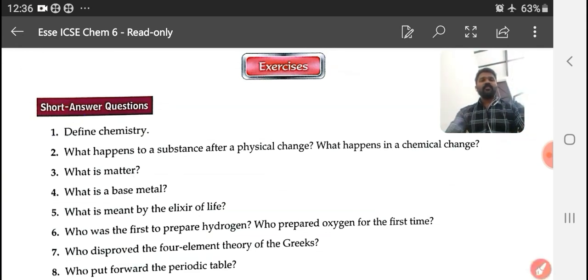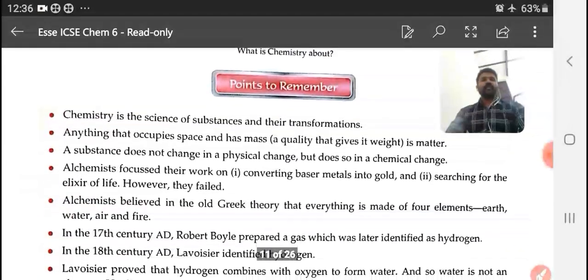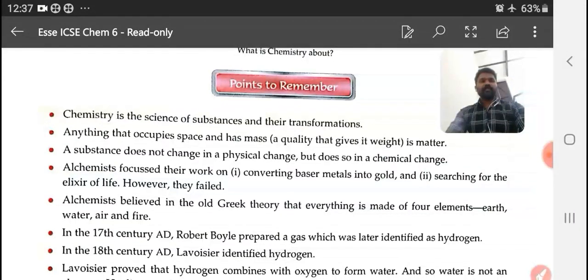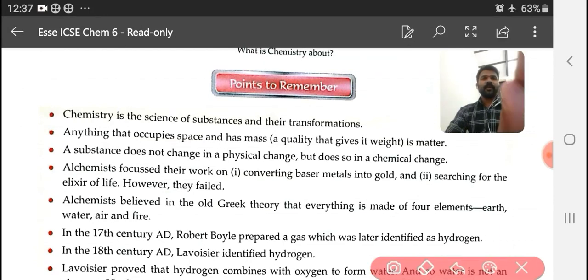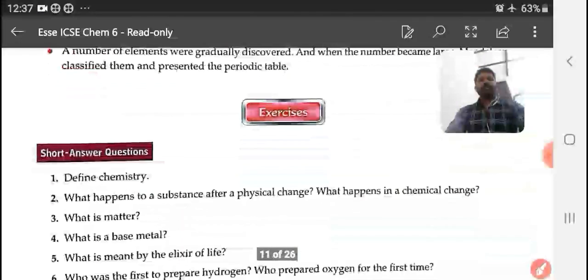The answer is given on the same page itself. Points to remember. Please mark the first point. Chemistry is the science of substances and their transformations. Mark the answer. Okay, then go to our second question.